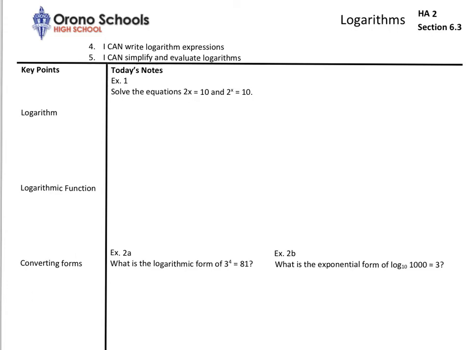It says solve the equations 2x equals 10 and 2 to the x equals 10. If we have 2 times x equals 10 in that first equation, and we want to get x by itself, we would just divide by 2. And we'd simply get x is equal to 5. Easy enough. We run into trouble, however, when x is an exponent and not just in a product. 2 to the x power equals 10.